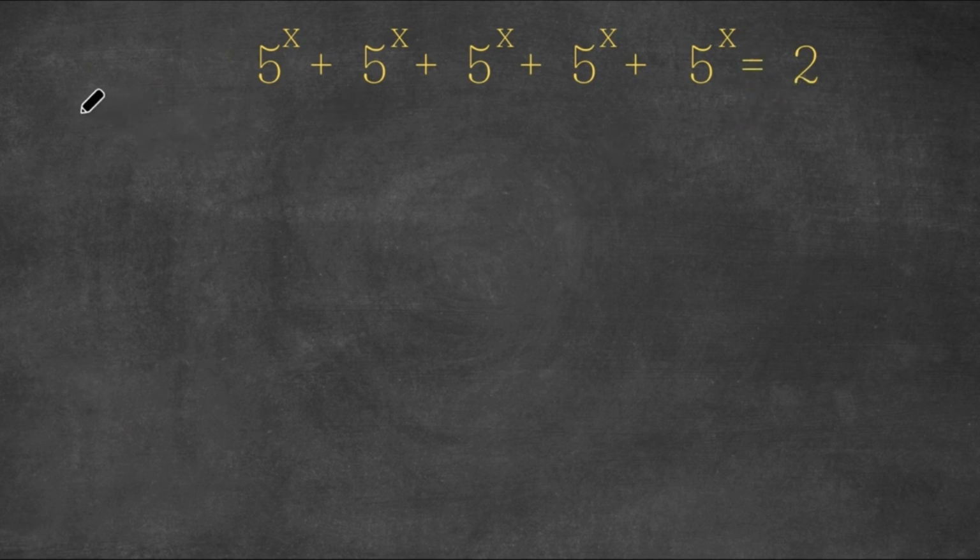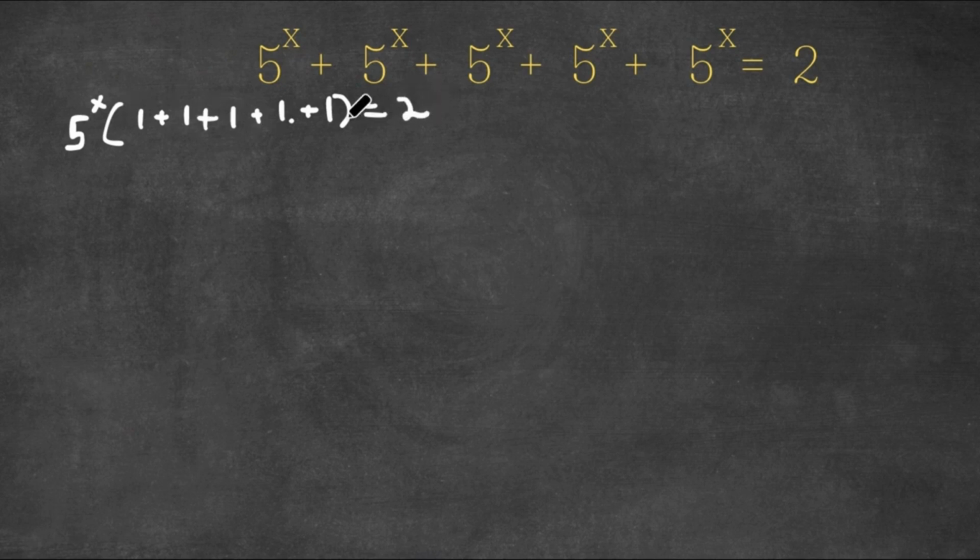Now, I'm first going to factor out 5 to the power of x from this. So we get 5 to the power of x times 5 to the power of x divided by 5 to the power of x is 1 plus, same thing over here, 1 plus 1 plus 1, and finally plus 1. And this is equal to 2.